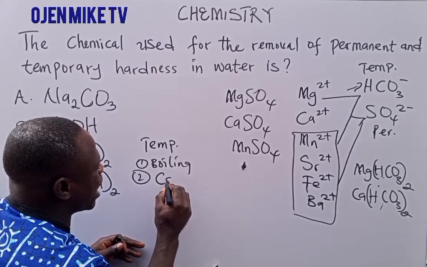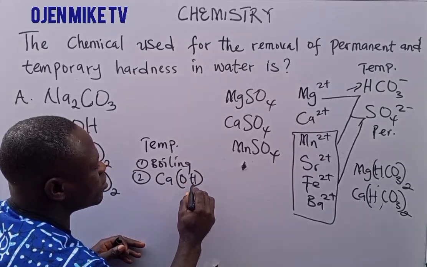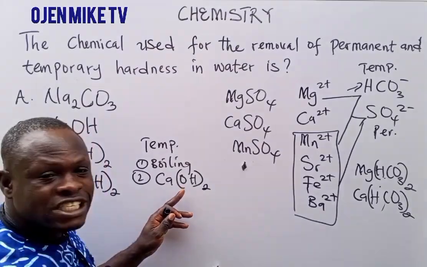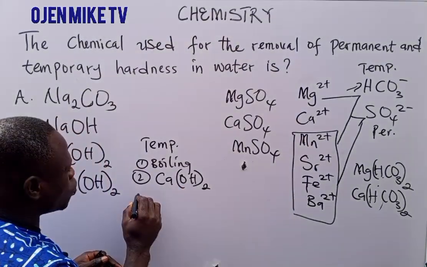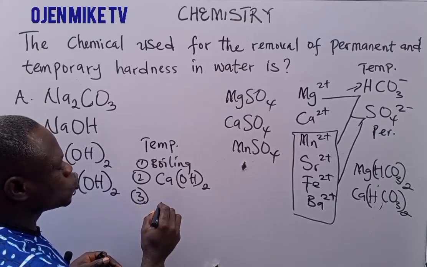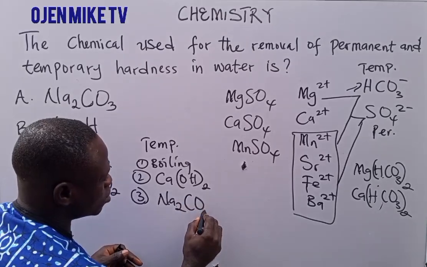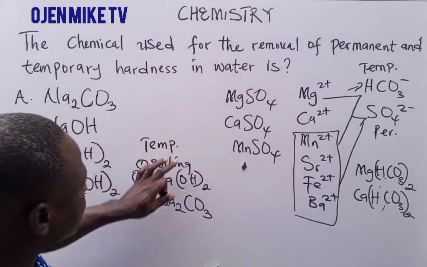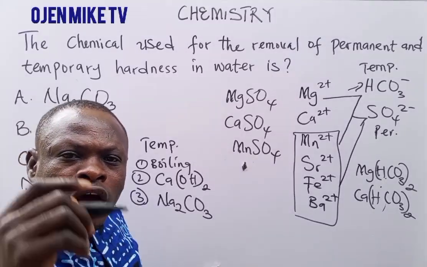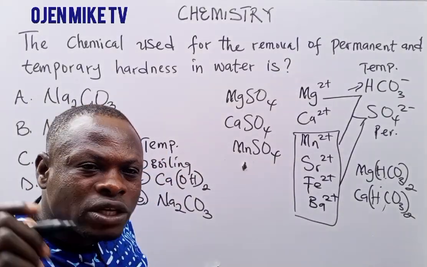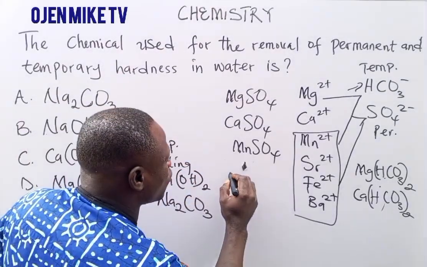Slaked lime is calcium hydroxide. This is slaked lime. Another method, three, is washing soda. Washing soda is sodium carbonate. These are the three ways you can use to remove temporary hardness of water.